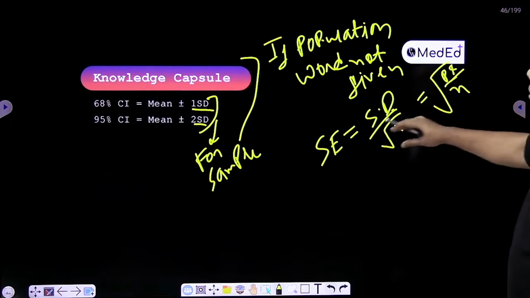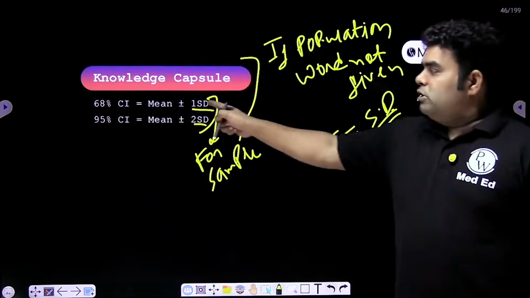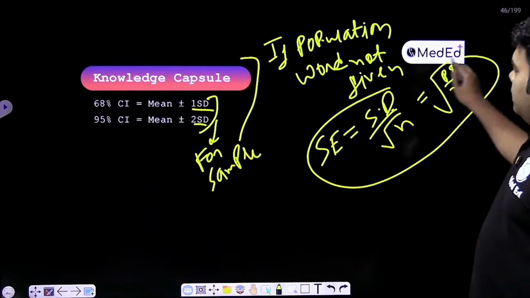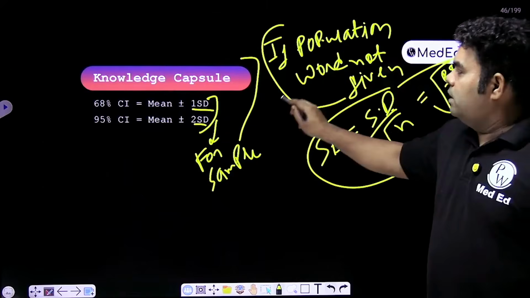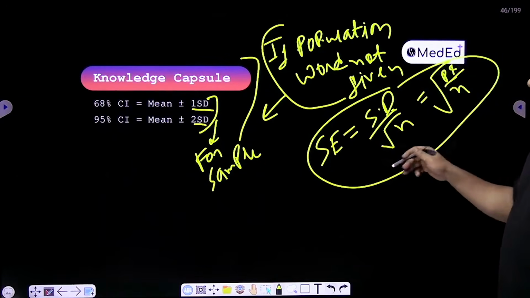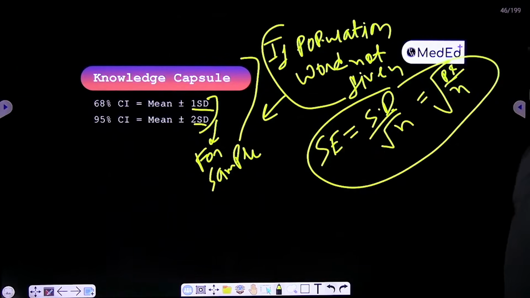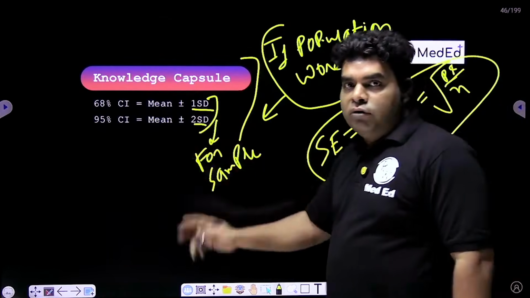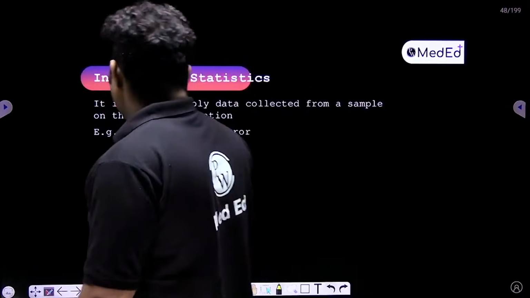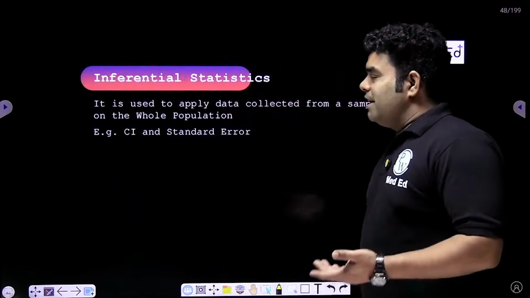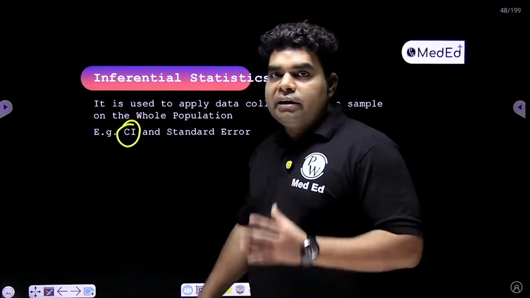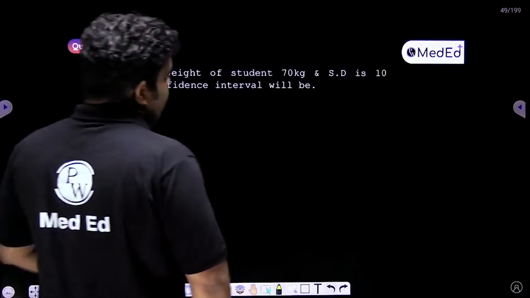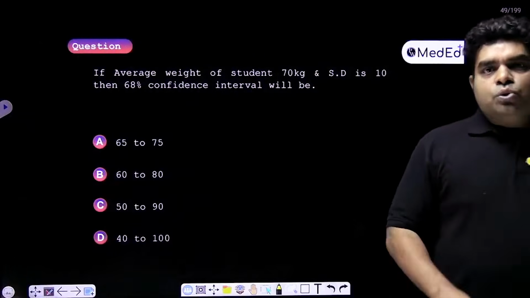So you just have to put one of these 2 formulas in place of the standard deviation if they use the word population. If the population word is not given, then we use this formula. If the population word is given, we will use standard error in place of standard deviation, and we can apply this formula. But 95% of the time they will give numericals on this small formula. Okay, chalo. Now, this is inferential statistics. As I said, we collect the confidence interval for a sample and apply it for the whole population. This is inferential statistics. Now, let's do some questions on this topic.